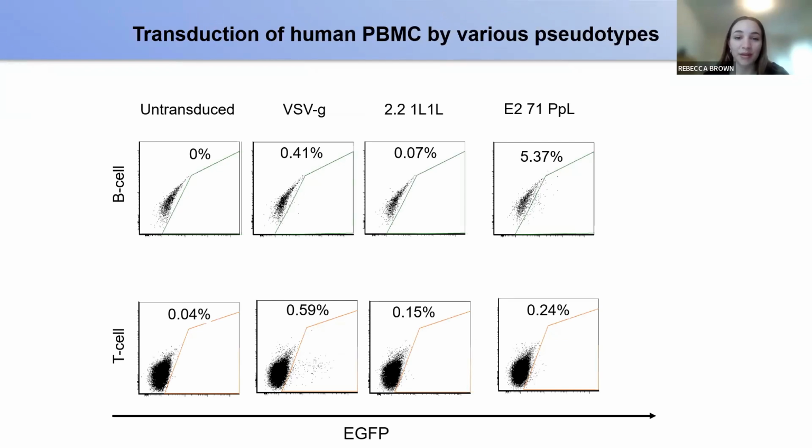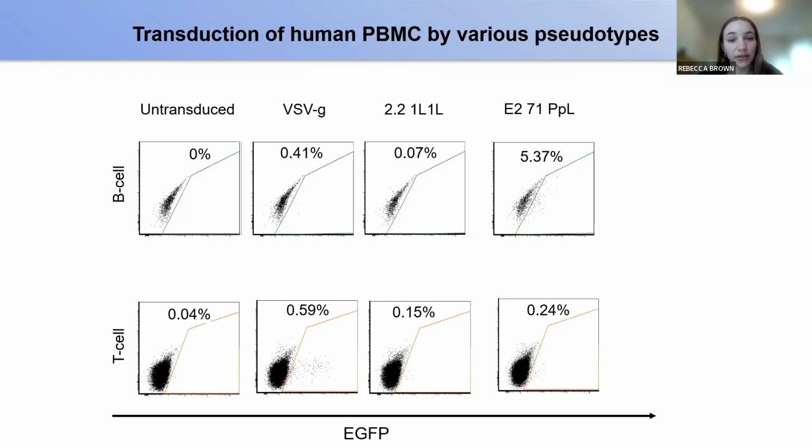So within the PBMCs, we compared the transduction of B cells and T cells. We had untransduced cells as a negative control, a lentiviral vector pseudotype of VSVG as our positive control, because if we remember, VSVG has a very broad tropism and high transduction efficiency, 2.21L1L, which should not be transducing any cells, and our E271 PPL, which should only transduce B cells. Now, the reporter gene in all these was GFP, so transduction was checked by flow cytometry.